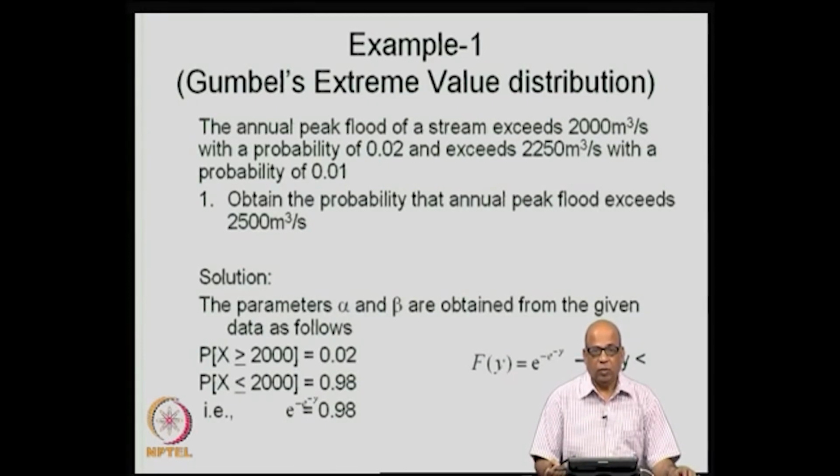So, how do we do this? Like we did with all earlier distributions, we first estimate the parameters alpha and beta. To estimate the parameters, we consider the fact that probability of x being greater than or equal to 2000 is given to be 0.02, from which you write probability of x being less than or equal to 2000 as 0.98, and you know that F of y, which is a CDF, is e to the power minus e to the power minus y if we use the transformation. So, we write e to the power minus e to the power minus y is equal to 0.98 for that particular value of y.